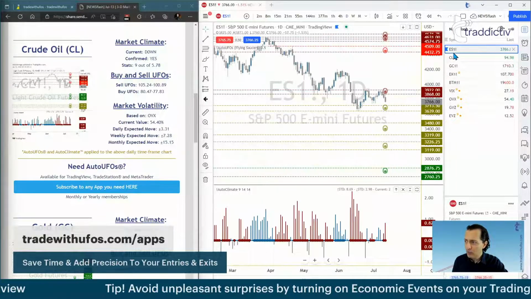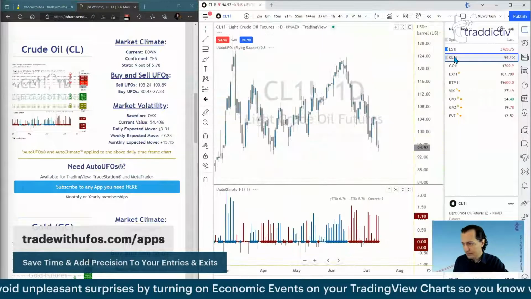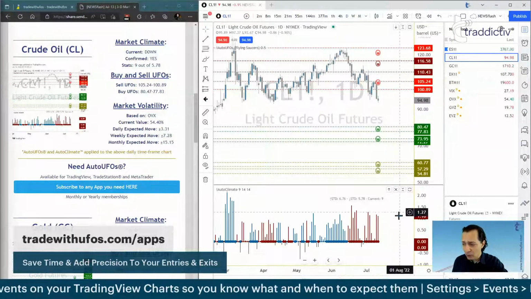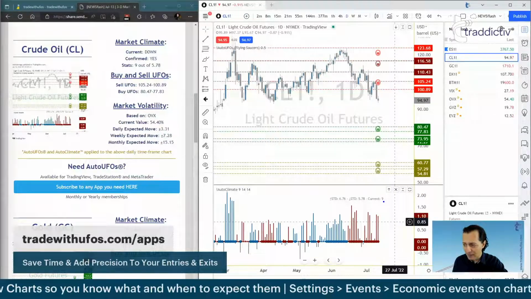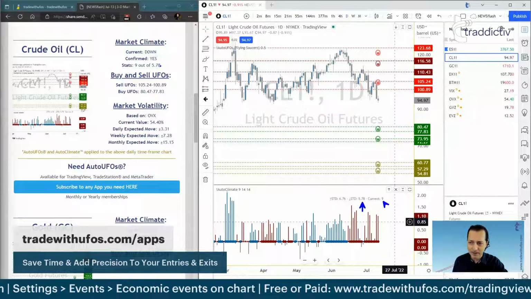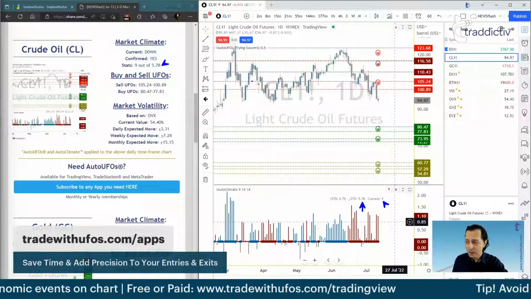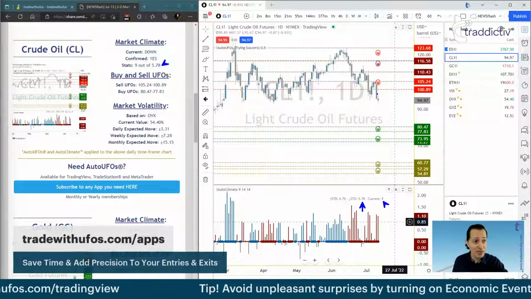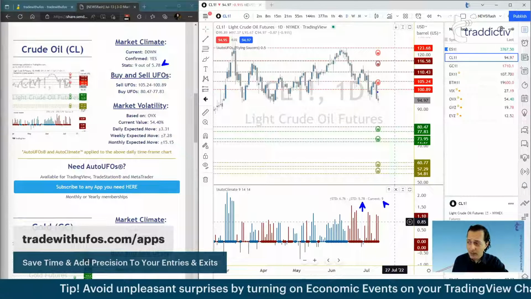Okay, so we are moving to crude oil. And here are the UFOs for crude oil. Yesterday we talked about how crude oil was in a very extended down climate, 9 out of 10, where statistics would suggest 5.78 to be a normal thing to happen. So in a way, we said that I would not be surprised to see some sort of a change of direction in crude oil short term.